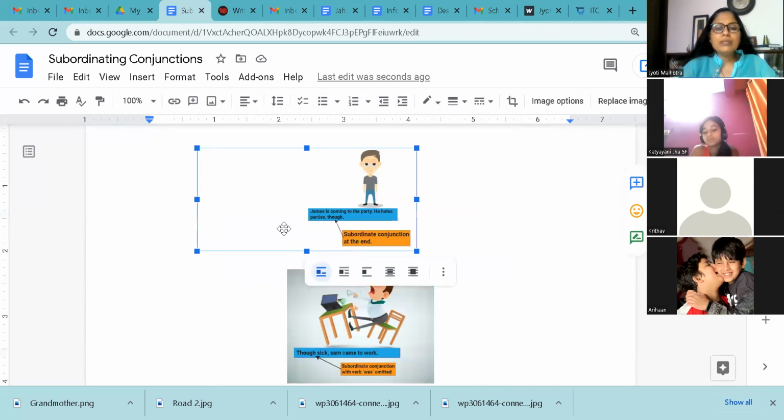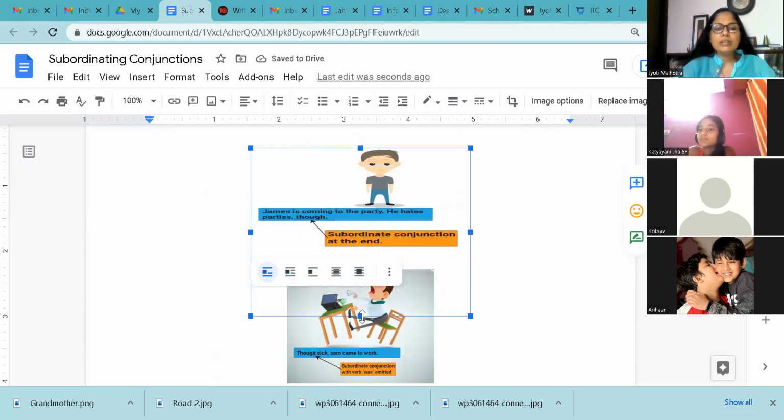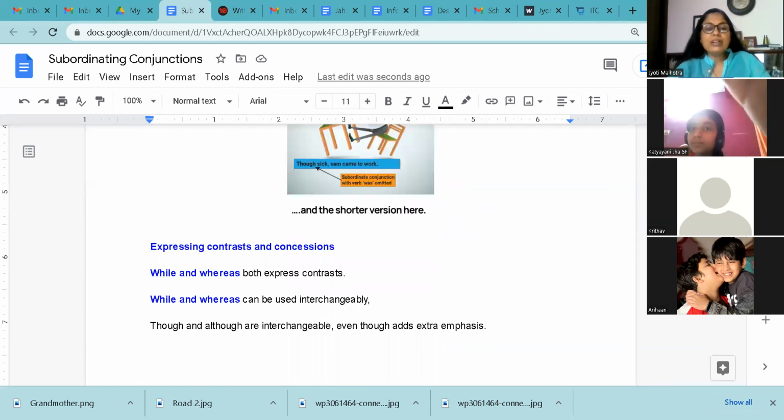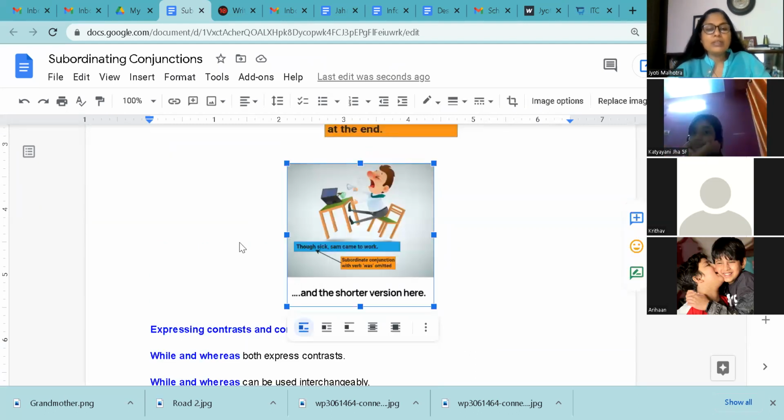So, let's look at the next one. Read this one, Arihan. Where is Sai? After that, Sai will read. Yes, Arihan, read. James is coming to the party. He hates parties though. So in some rare cases, conjunctions end a sentence. So in this one, the word though is the conjunction and it is placed at the end of the sentence. It's rare, but still the possibility is there.